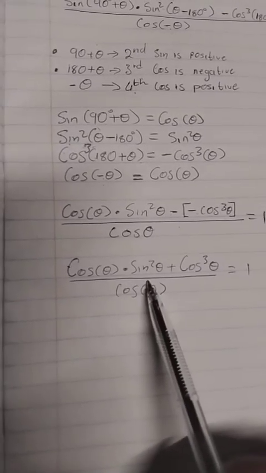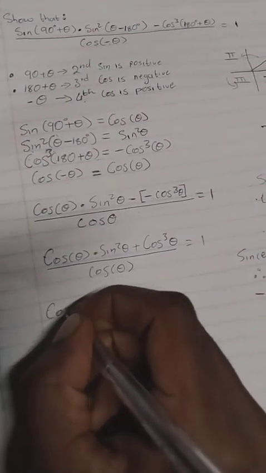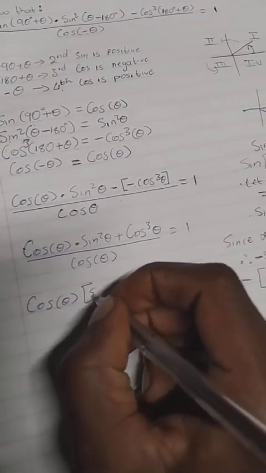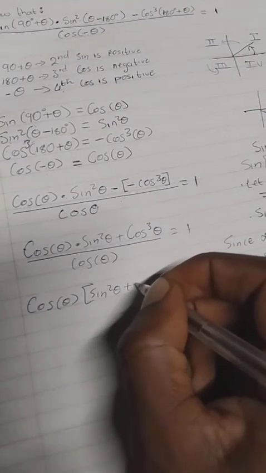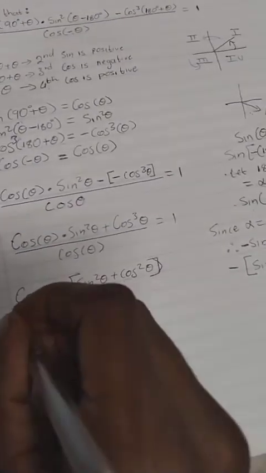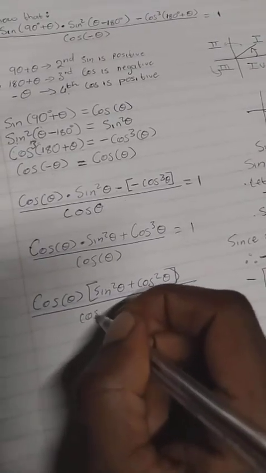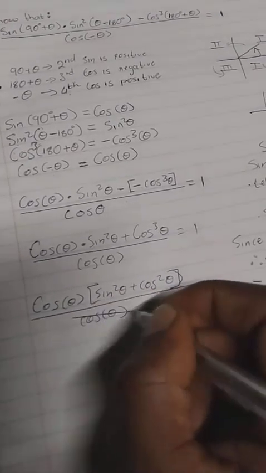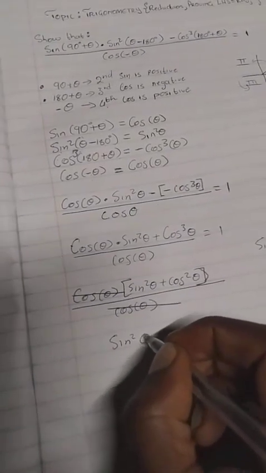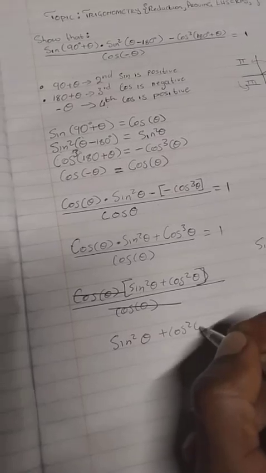Not yet. So I'm going to take out the common factor of cos theta, which leaves sine squared theta plus cos squared theta. All of that is over cos theta, and that will cancel, and I'm going to be left with sine squared theta plus cos squared theta, which we are proving is equal to 1.